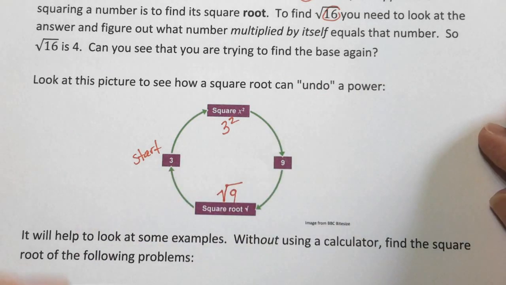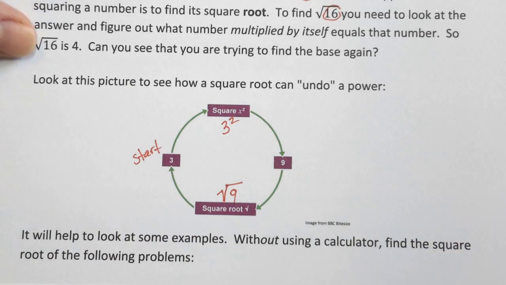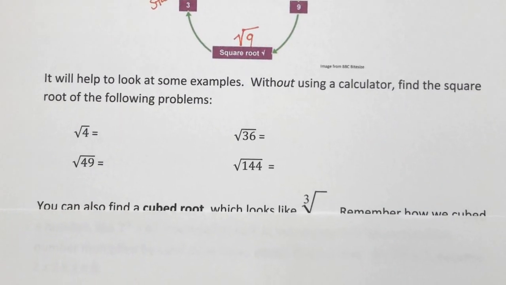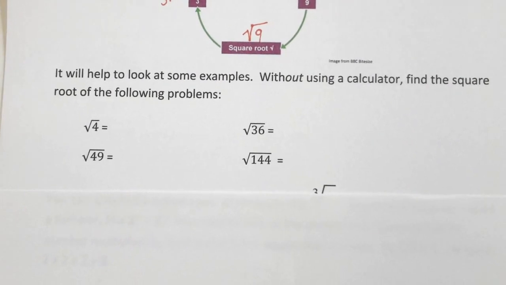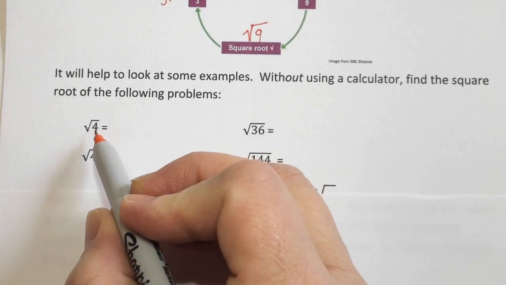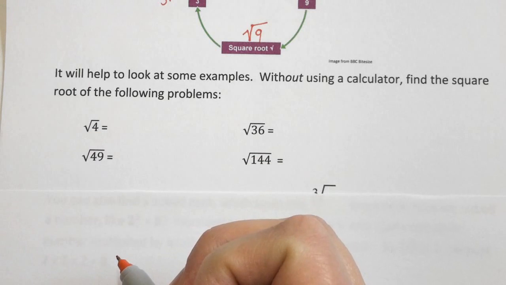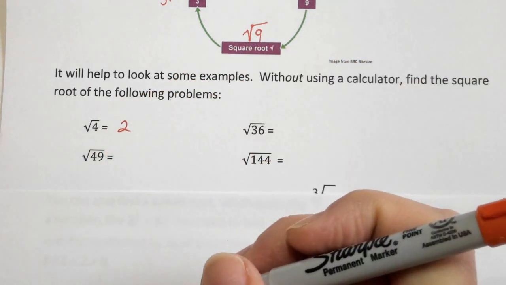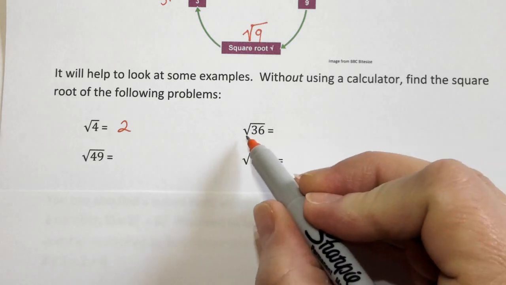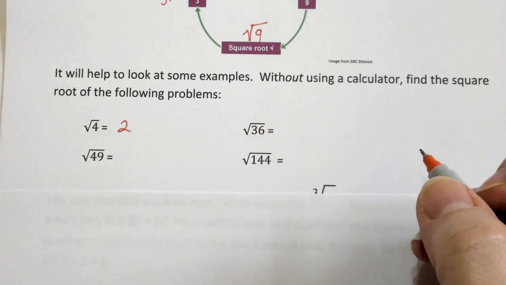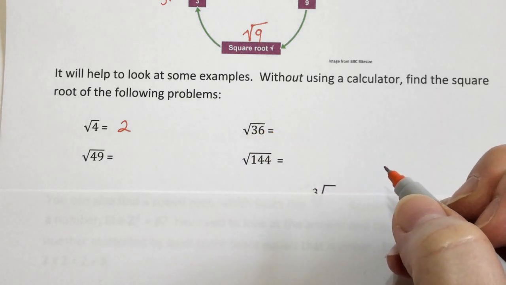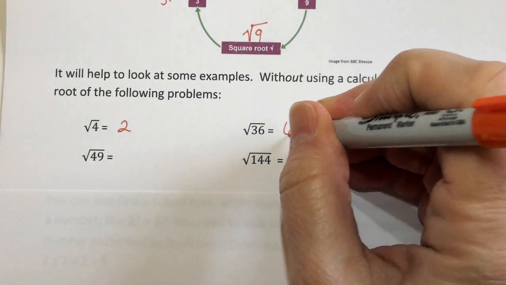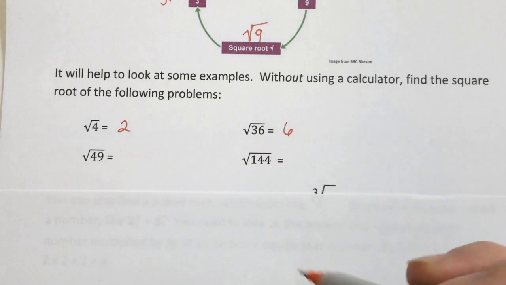I think it will help to look at some examples. So without using a calculator, find the square root of the following problems. The square root of 4. So what number multiplied by itself will give you 4? 2. 2 times 2 equals 4. How about the square root of 36? What number multiplied by itself gives you 36? 6. I think you're getting the hang of it now.